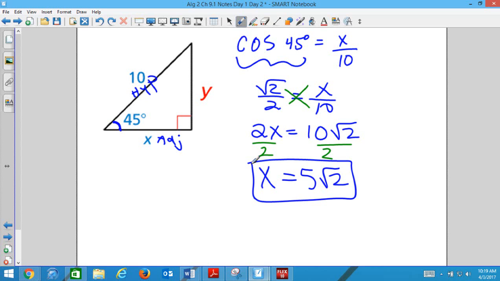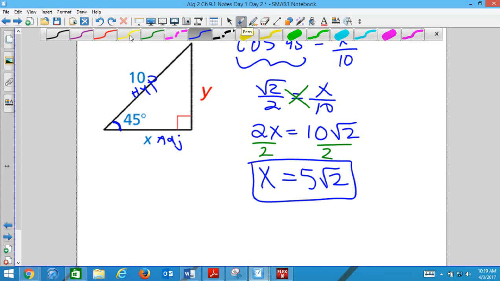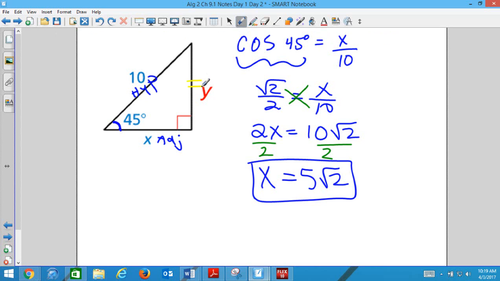Okay, so looking at this triangle, this is an isosceles triangle. It is. This side is congruent to this side. How do I know it's these two sides and not that one? Because that's the hypotenuse. The hypotenuse is always more. But when it is a 45, 45, 90, we've got congruent sides.